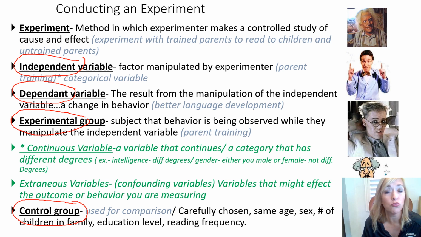Extraneous variables can ruin your experiment because those are variables that might affect the outcome or behavior that you're measuring, and so that way you wouldn't be able to tell cause and effect properly.